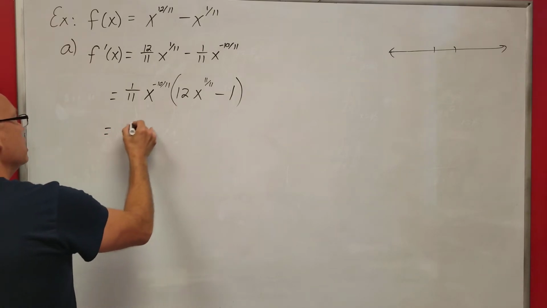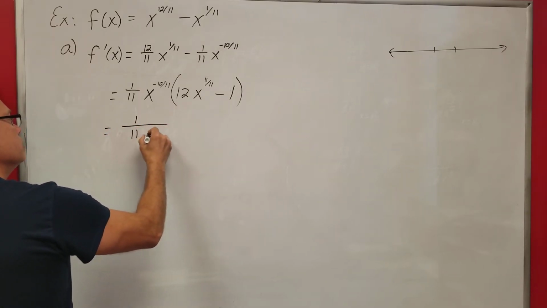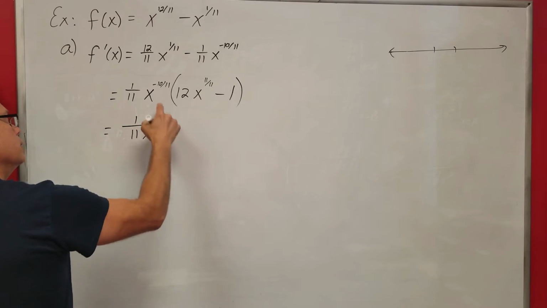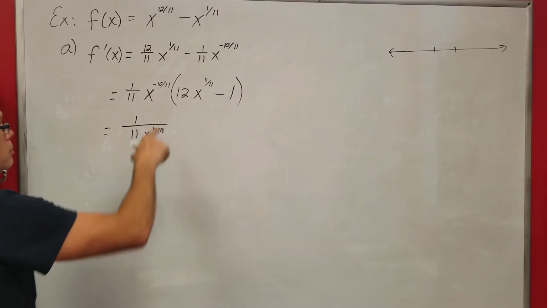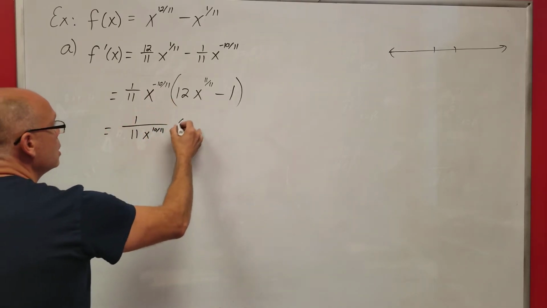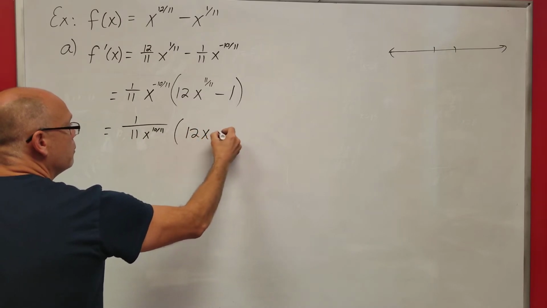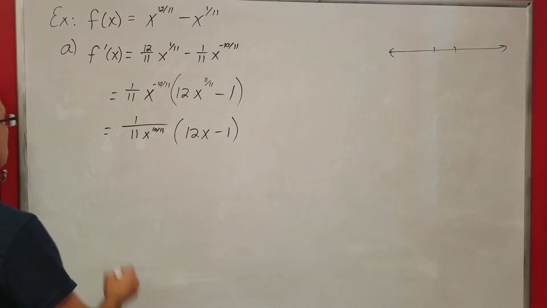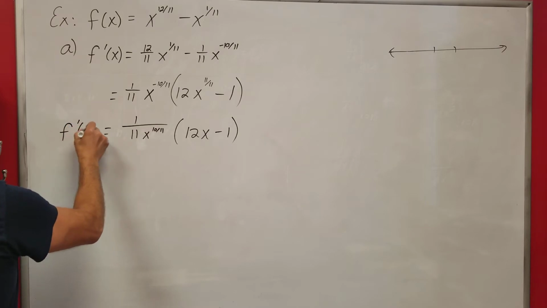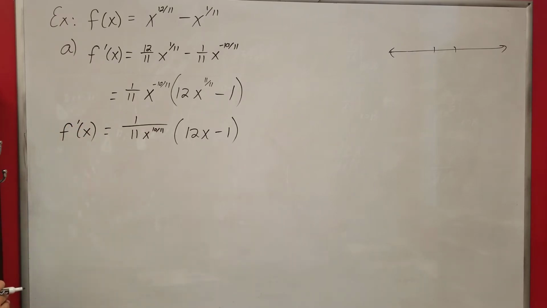Well, let me do a rewrite. Let me call this 1 over 11 x to the 10/11, in other words, bring that to my denominator and make it a positive exponent. And this I could call 12x minus 1. And that's f prime of x.